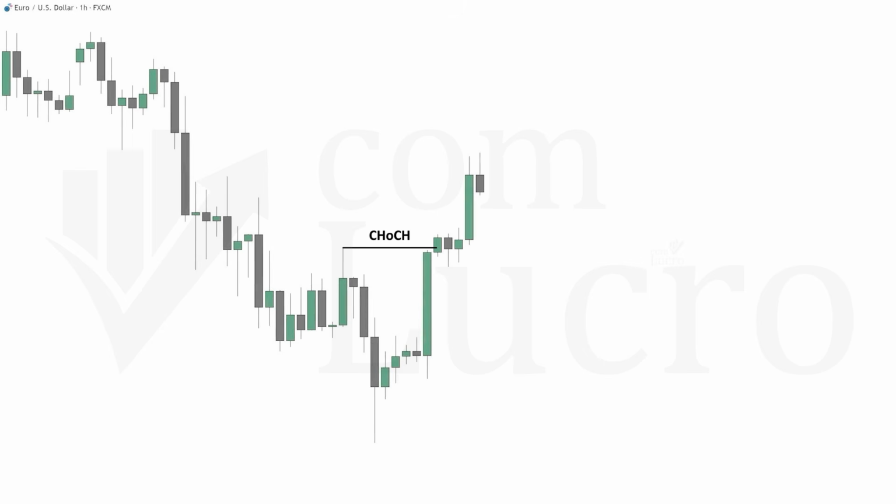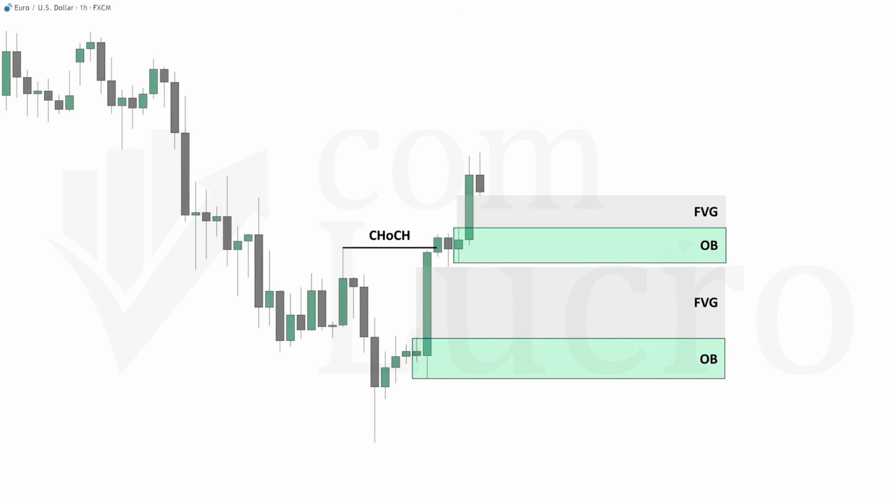The next step is simple. Identify the fair value gaps and mark the order blocks. In this example, we can see two distinct fair value gaps, so we mark the candles that created those gaps as our order block zones. These areas become our key trading zones for potential entries. If the price pulls back into any of these zones, we'll then zoom into the lower time frames to look for confirmation signals before taking a trade.